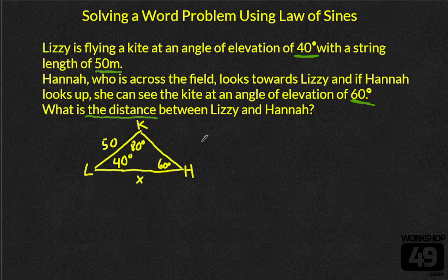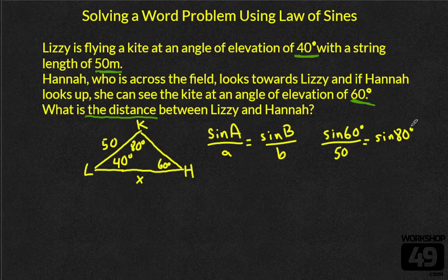Now we can go ahead and do our law of sines. The law of sines is sine of A over A is equal to the sine of B over B, which is really any angle and its matching side. So we can start with the one that we know, which is the string length and the 60 degrees. So we have the sine of 60 degrees over the length of the kite string, 50, is going to equal the sine of the angle at the kite, which is 80 degrees, over the distance between Lizzie and Hannah, which is x.